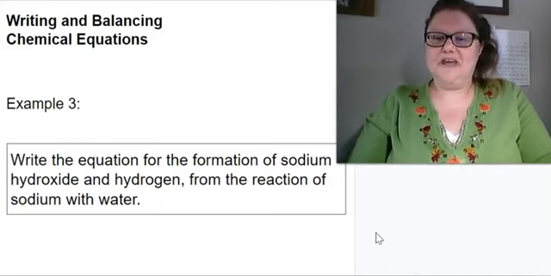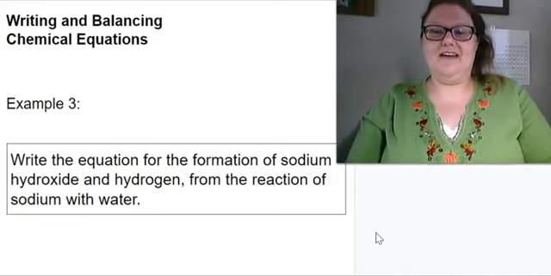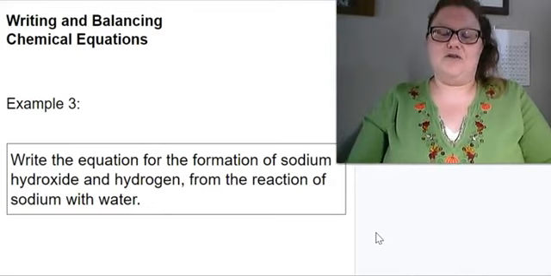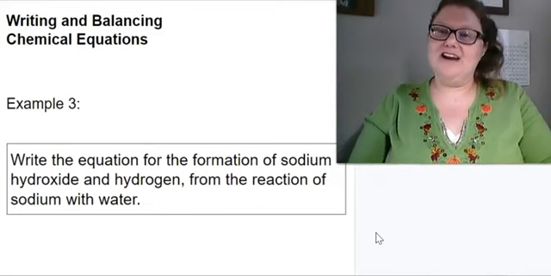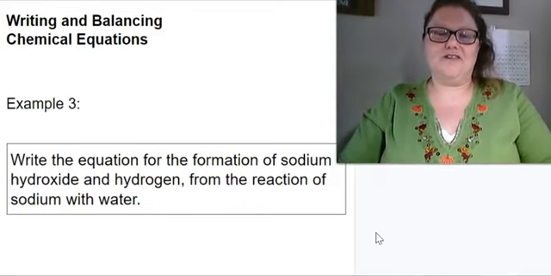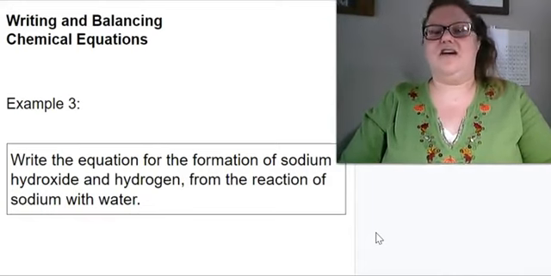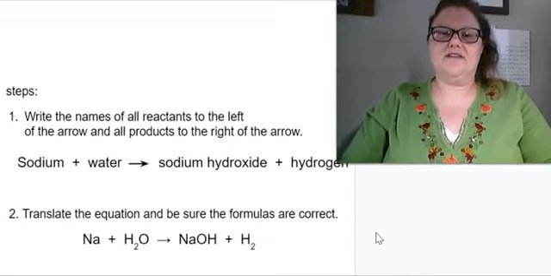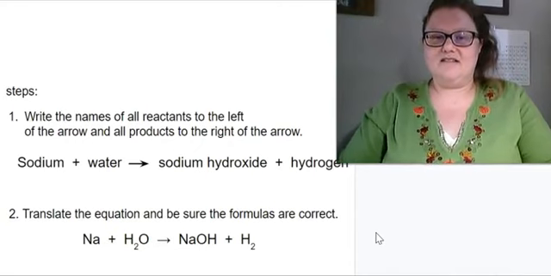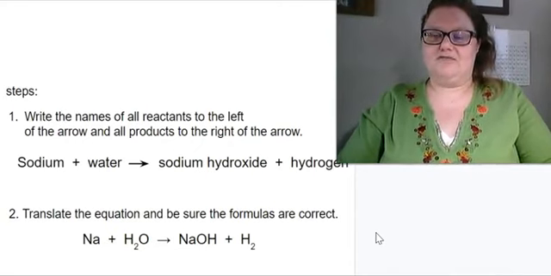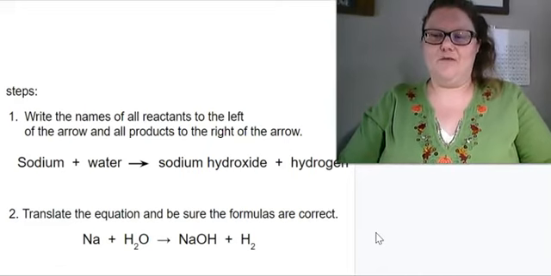Let's read more. From the reaction of, we have another verb now, okay? And so the reaction of sodium with water, the way that's phrased tells me that sodium and water are my reactants. So you've got to look for those clue words to tell you what substances are going to be on the left side of the arrow and which are going to be on the right. So we're going to first write out just the words, the names of these substances for this reaction, and place them on the correct sides of the arrow. Then we're going to make our formulas.